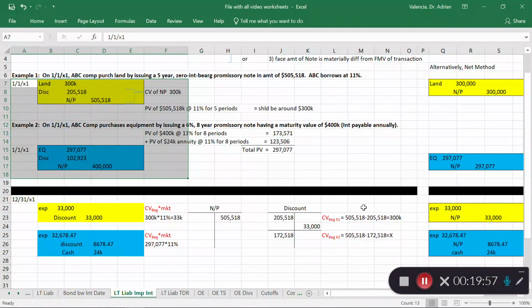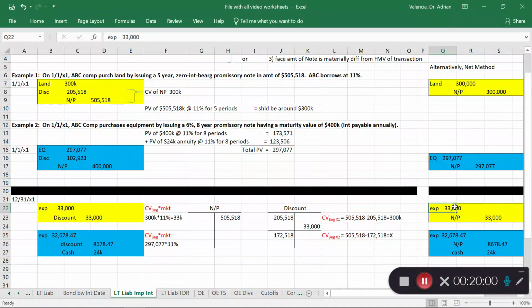11% gives you $33,000. Now here's the difference. You debit interest expense, but instead of going to a discount account, you're going directly to the liability, note payable. And that is directly increasing the carrying value. So for the next period, the carrying value of that loan is going to be $333,000, which, by the way, we didn't do this computation here, but this should be $333,000. That's the carrying value for the second period. Hopefully that works out right.